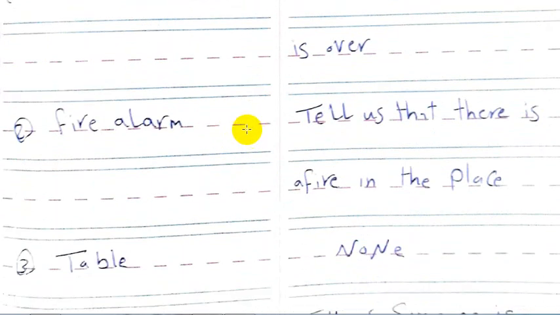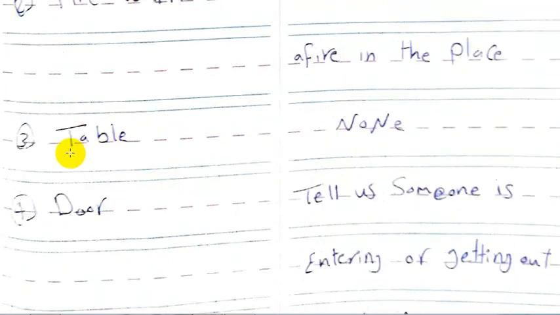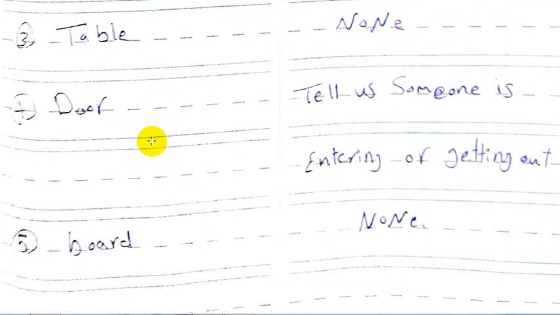Number 2. Excellent. Fire alarm. The sound of the fire alarm tells us that there is a fire in the place. And number 3. Excellent. Table. The sound of the table is none. Okay, number 4. Yes, door. The sound of the door tells us someone is entering or getting out. And number 5. Okay, board. The sound of the board is none.